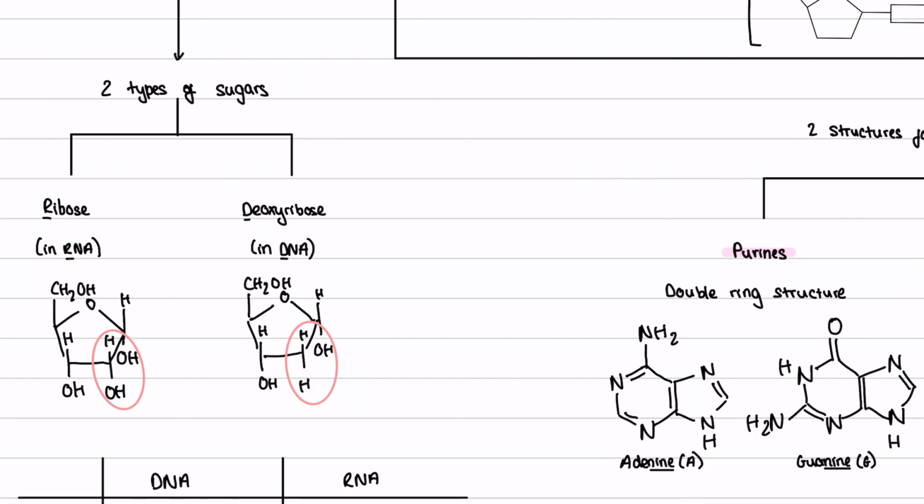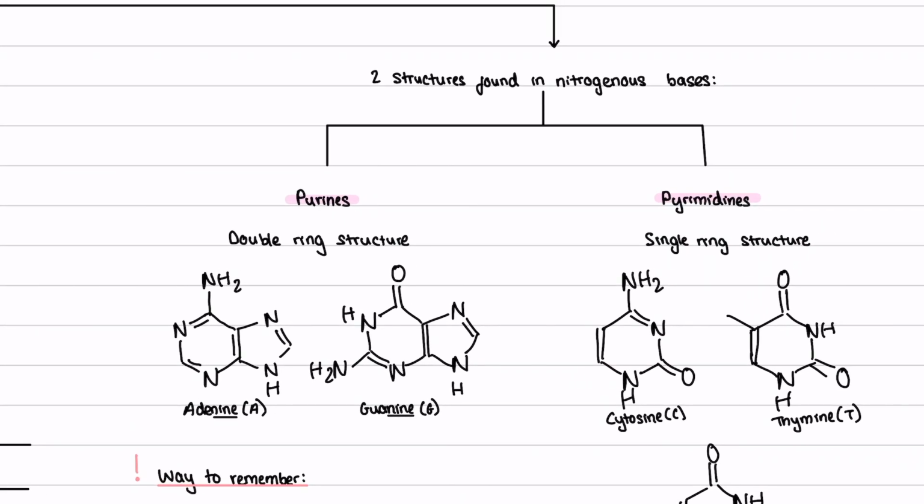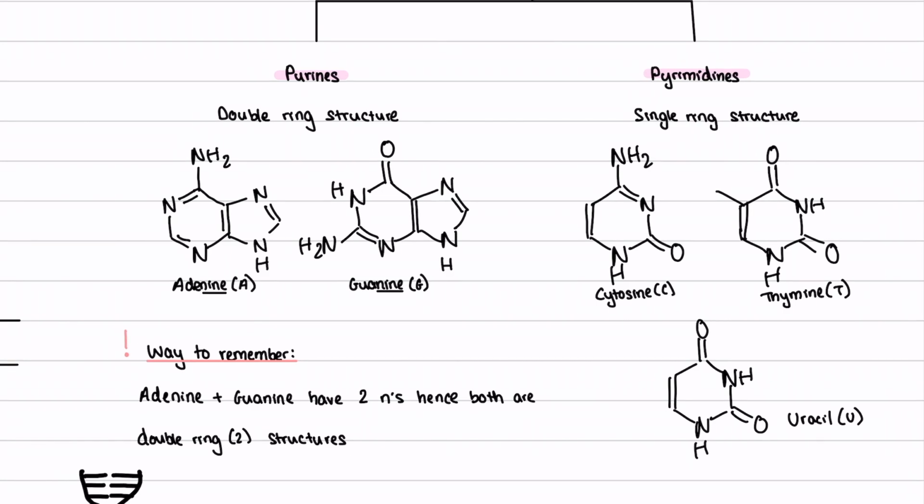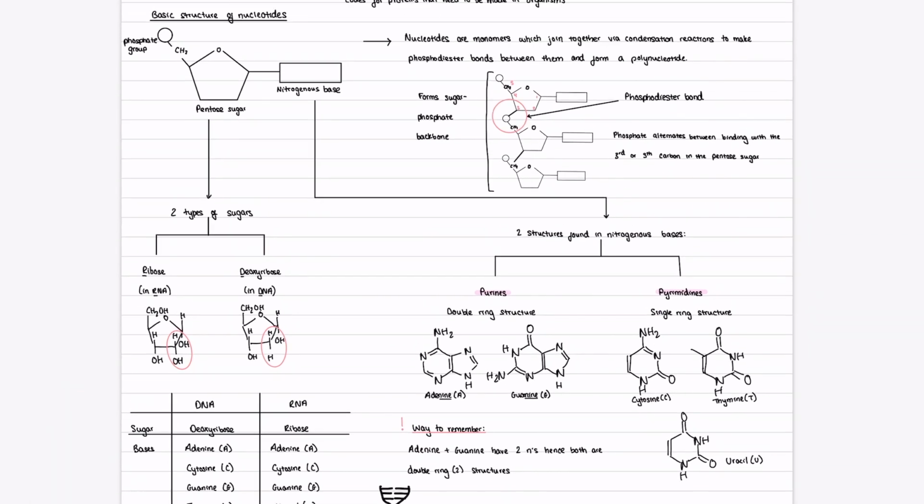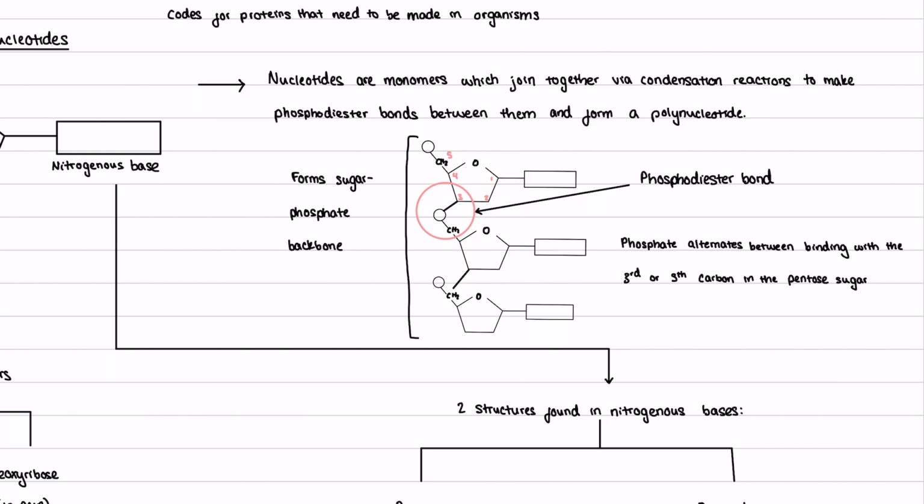In terms of the nitrogenous bases, there are two different groups to be aware of. One is purines and one is pyrimidines. Purines are a double ring structure, and there are two bases that are in this group, adenine and guanine. The next group is the pyrimidines, which are single ring structures, and there are three bases in this group, cytosine, thymine, uracil. The way I remember this is that adenine and guanine have two ends, hence both of these are double ring structures.